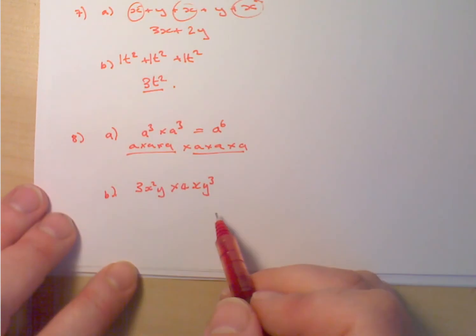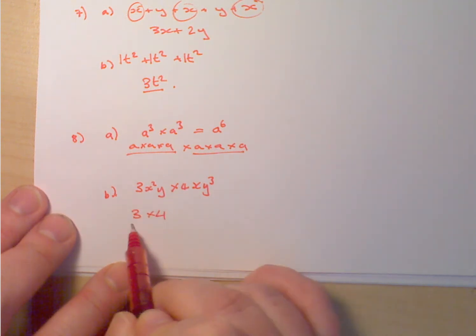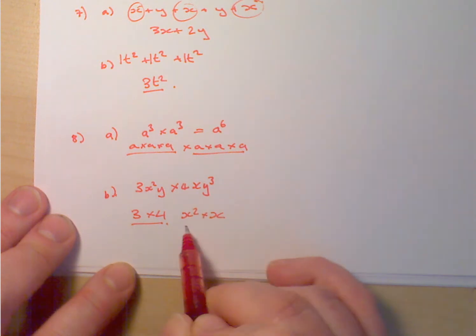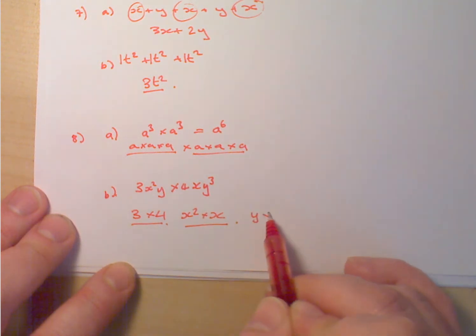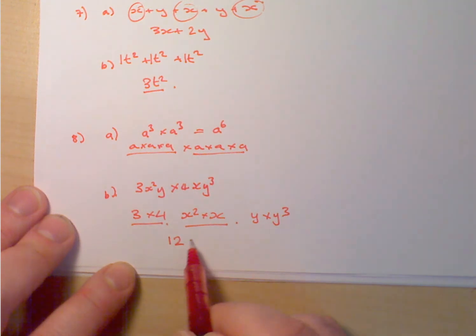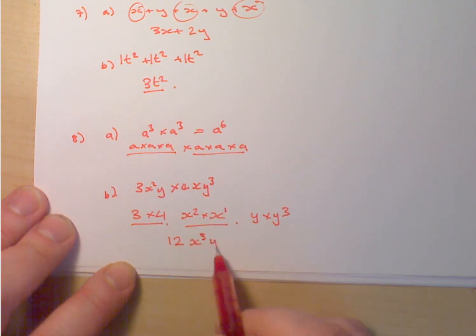And here we've got 3 times 4, okay? And we can multiply, and then we've got x squared times x, and we've got y times y cubed, which will give us 12 x to the power 3, y to the power 3.